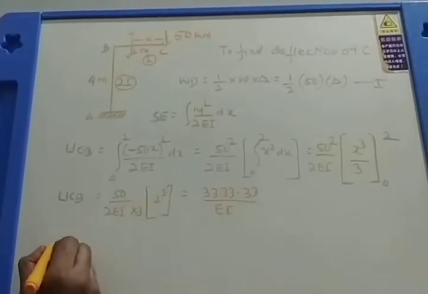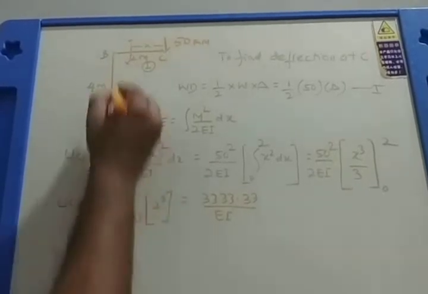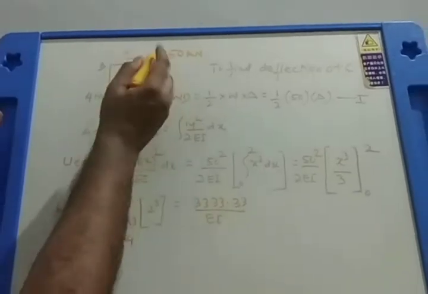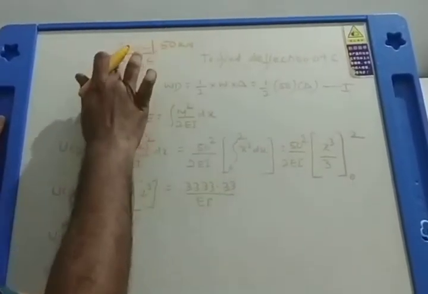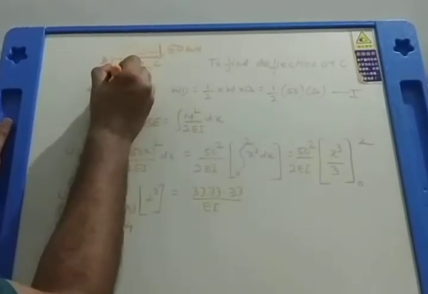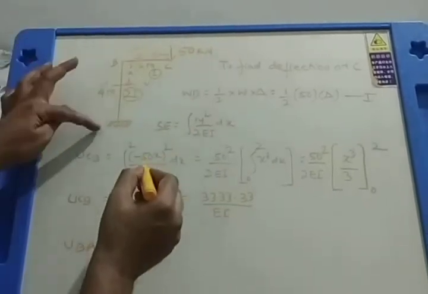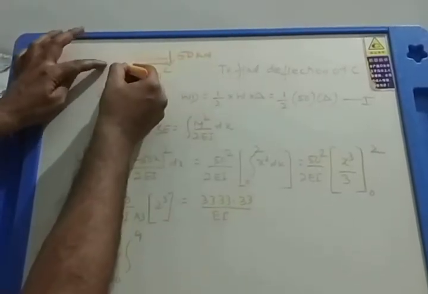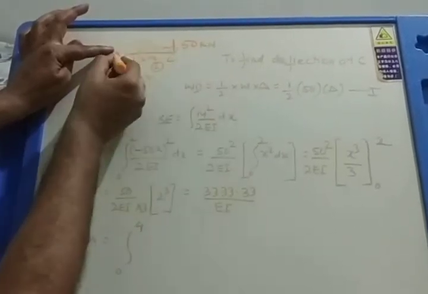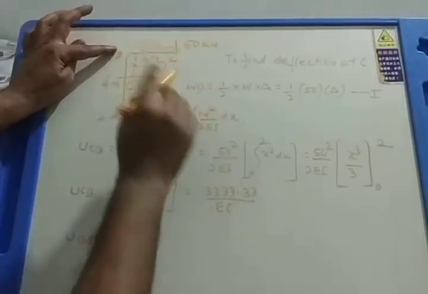Now let us find out UBA. UBA is equal to integration 0 to 4 M square. What is bending moment? Now the new zone is this. You have to pass the section XX here at a distance x from B with B as origin. What is the bending moment? Bending moment in the zone BA is equal to 50 into 2. Throughout the height of the BA, the bending moment remains constant. The value is 50 into 2, that is minus 100 because it is hogging.